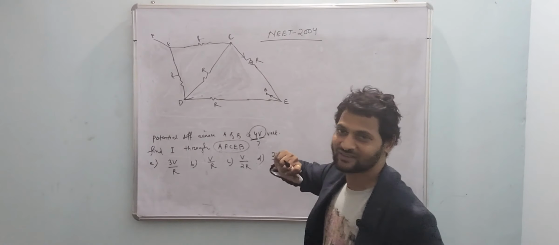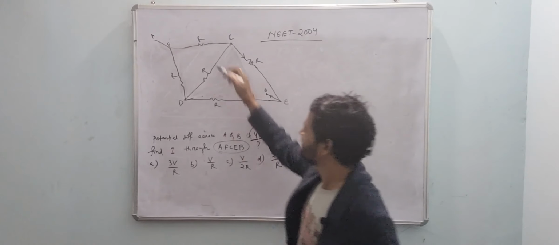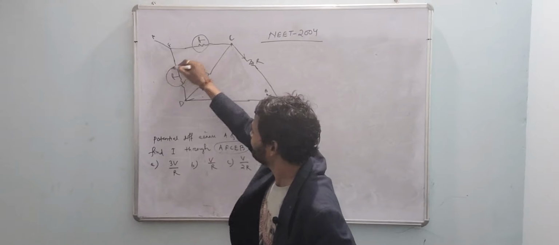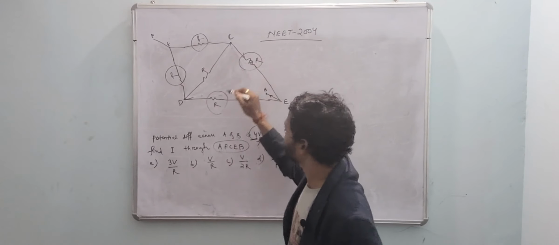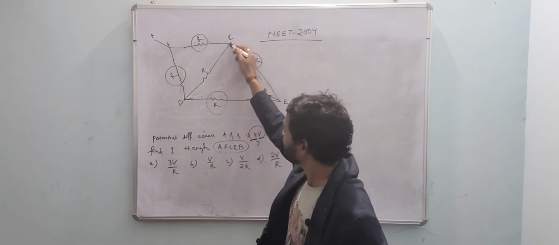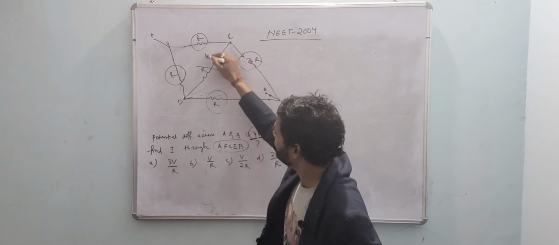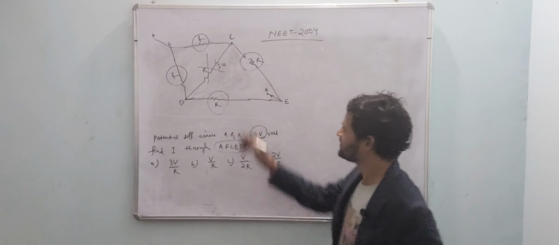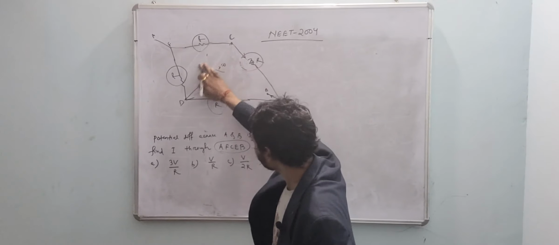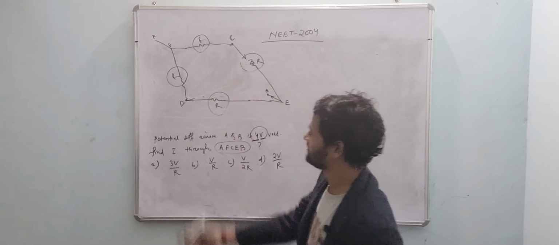It is a balanced Wheatstone bridge circuit because the adjacent resistance ratio is the same. R by R is 1, R by R is 1. So the current through this branch will be 0. If the current is 0, you can eliminate it. You can remove this resistance. So the next step is I must remove this resistance since the circuit is a balanced Wheatstone bridge.